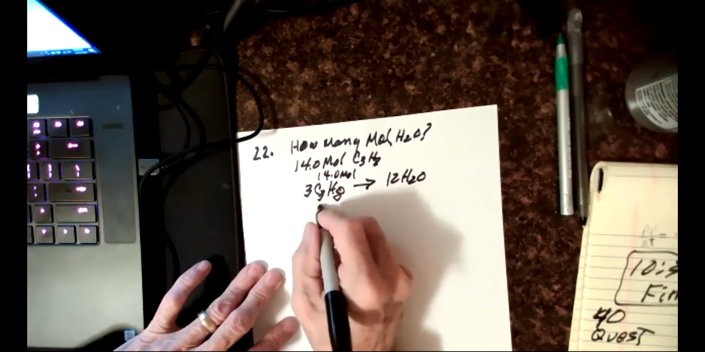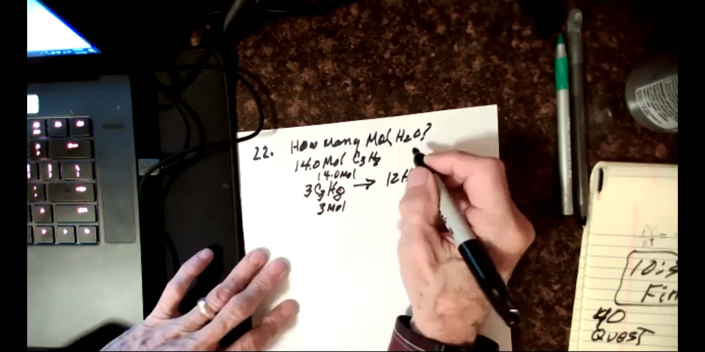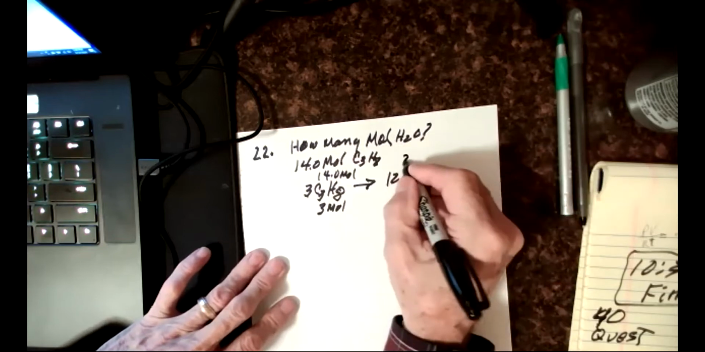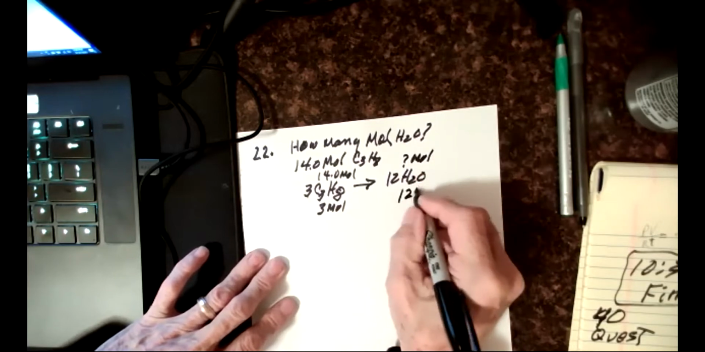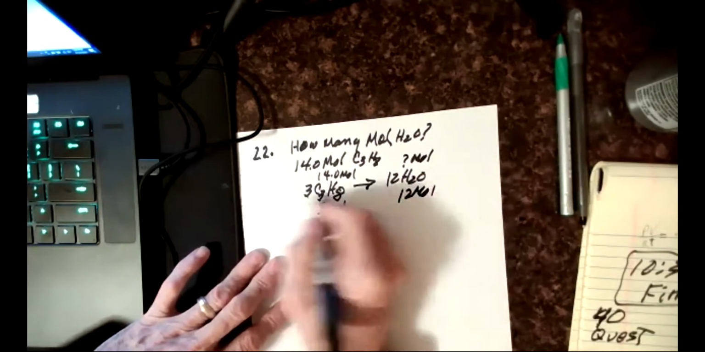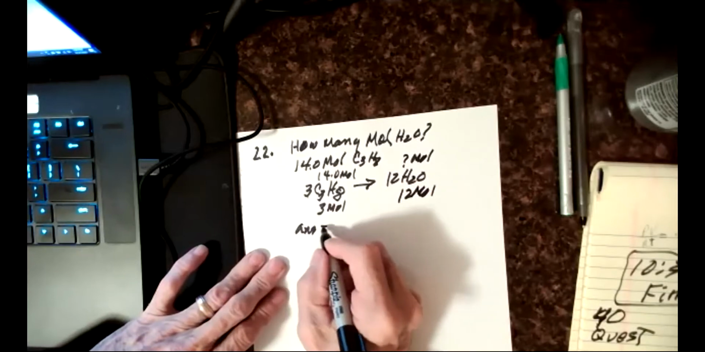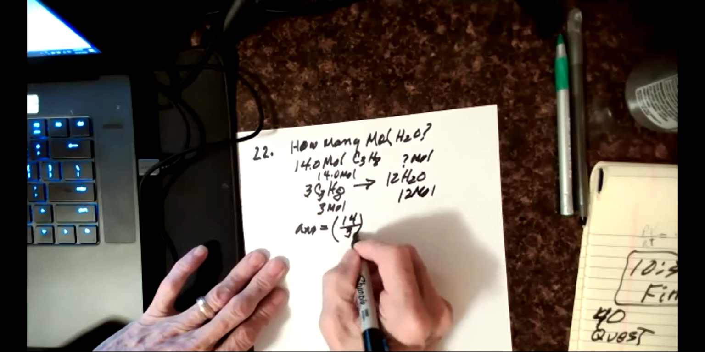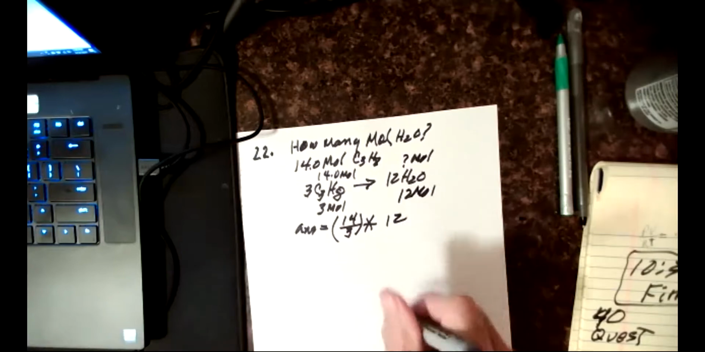The equation is showing 3 moles. And we want to know how many moles of water. And the equation is showing 12 moles. There's the rebalancing factor. The answer is going to be the rebalancing factor. It's going to be 14 divided by 3 times 12. That should give us the answer.